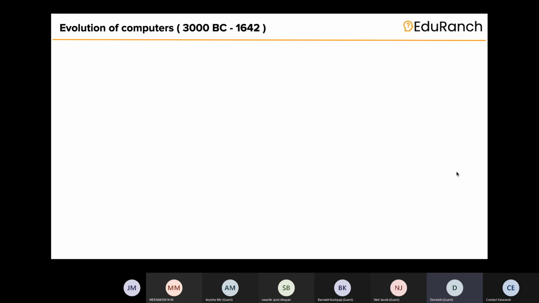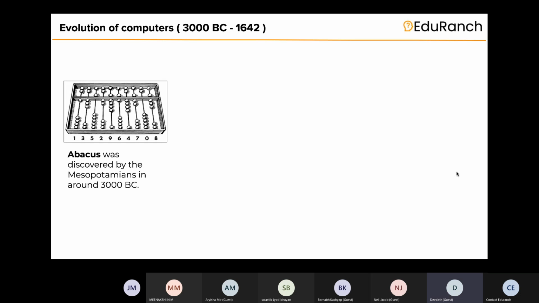The first computer humans ever invented and used was the abacus. This is the first ever computer used in some form. The Mesopotamians used this device called the abacus to do simple mathematical computations like multiplication. The abacus had two sections, right? A bottom section and a top section.